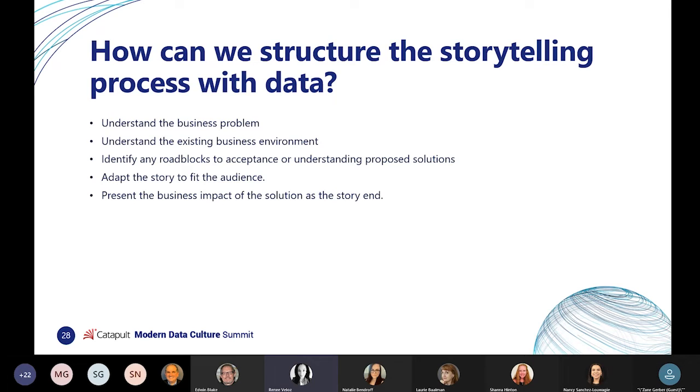And present the business impact of the solution as a story end. This one is really important, and it's the most important of all the steps, I believe. Make sure that the solution is impactful and that it's presented as such, and that it relates to a goal, a future vision of the company. It doesn't have to be a future vision of the company. It can also be tied to something that's already happened, as long as it is shown as impactful.